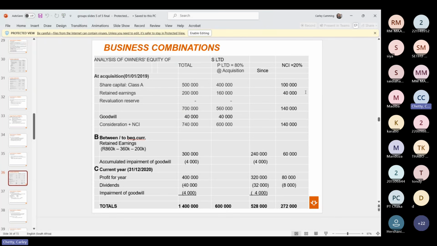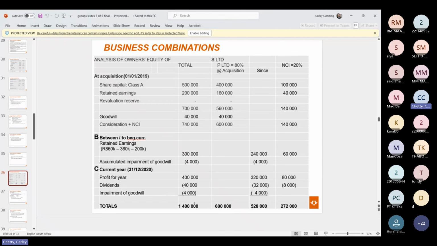Now we need to calculate if there's goodwill or gain from bargain purchase. So the consideration paid was 600,000 rand. We are comparing the 600,000 rand, which is the purchase price, to what was obtained, which is 560,000. So the purchase price is greater than the equity purchased. This results in goodwill of 40,000 rand. Now we need to work out part B and part C, okay? It's easier to do part C first. Part C is the current year profit. They told us in the scenario that S made profit after tax of 400,000 and declared dividends of 40,000 rand.